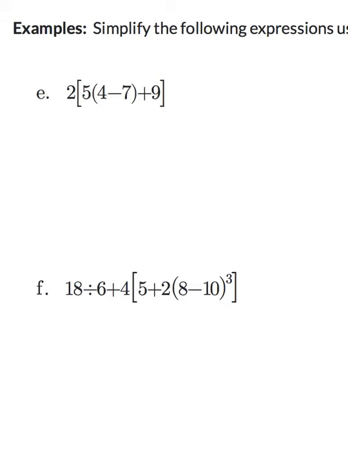So when we look at example E, the first thing that we want to do is simplify inside the brackets. But here's the thing. Inside the brackets, we also need to follow order of operations. So in order to simplify inside the brackets, I need to start by simplifying inside the parentheses. So my first step is going to be 4 minus 7, which gives me negative 3.